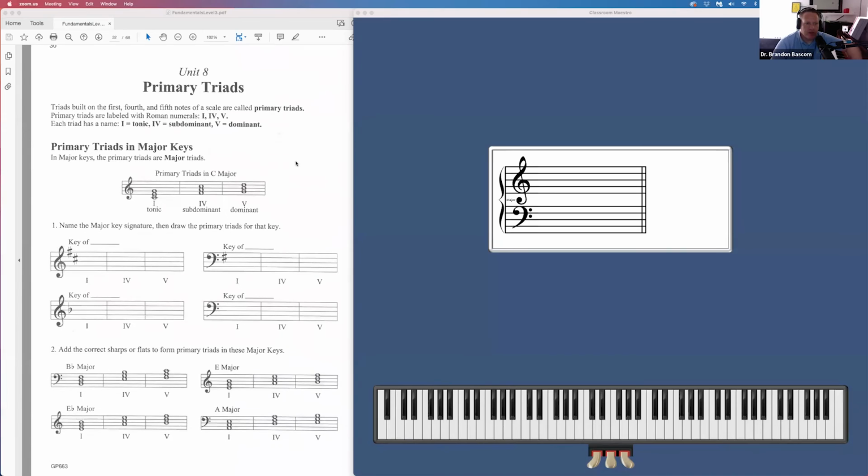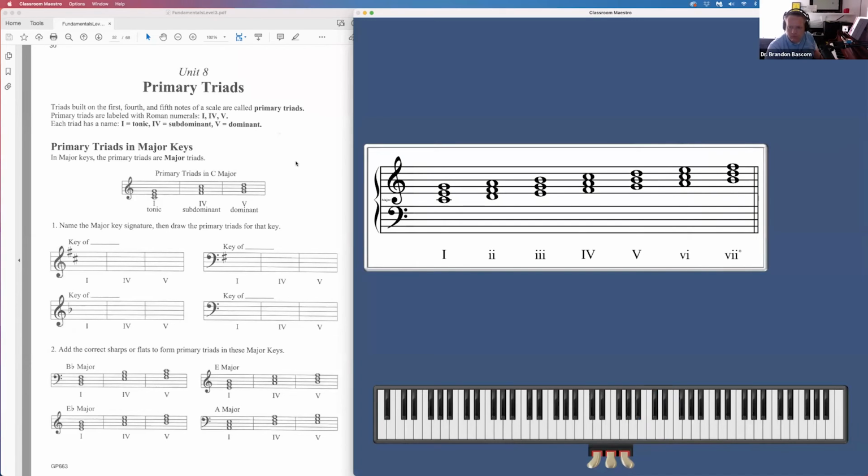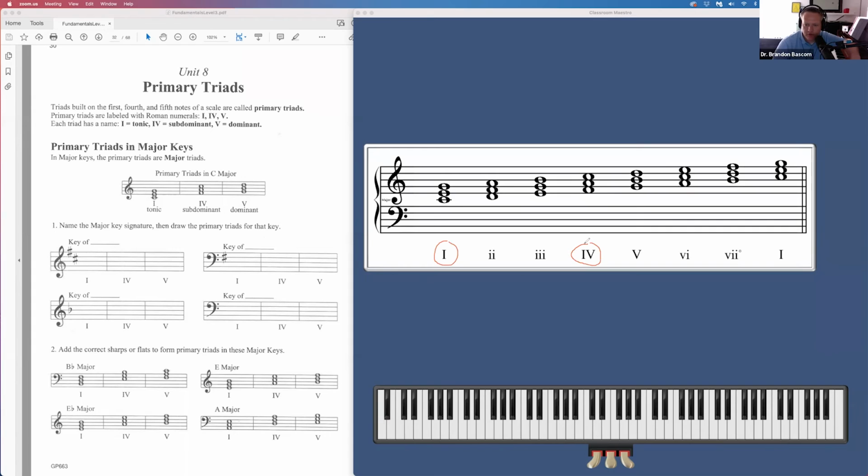Finally, Unit 8 is talking about primary triads. There are what we call diatonic triads for a major scale. What we've done is we've taken a major scale, C, D, E, F, G, A, B, C, and we've played them in triads. You'll notice in my Roman numerals, I have capital Roman numerals under 1, 4, and 5. That is because these chords are major.